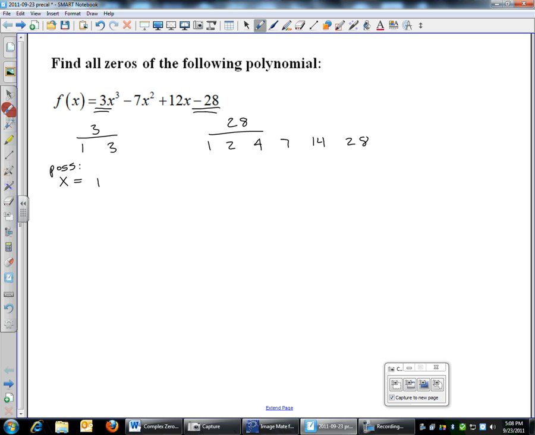So that will be 1 over 1 and 1 over 3, 2 over 1 and 2 over 3, 4 over 1 and 4 over 3, 7 over 1, that's just 7, and 7 over 3, 14 over 1 and 14 over 3, 28 over 1 and 28 over 3. And then you also have the negatives of all of those.